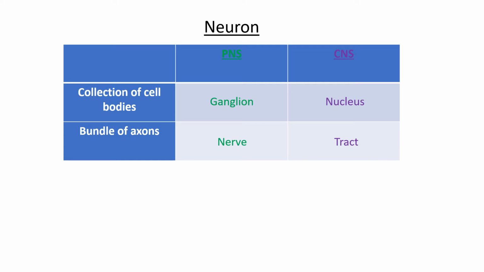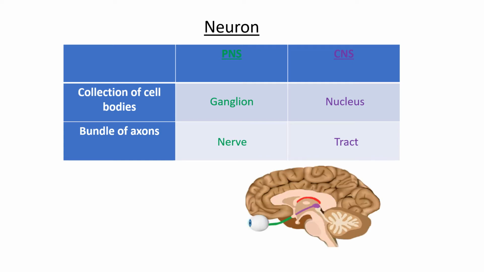An example of this is the axon that projects from the retina of the eye into the brain. Axons that leave the eye, part of the peripheral nervous system, are called optic nerves. And when they are inside of cranium, part of the central nervous system, they are referred to as optic tracts.